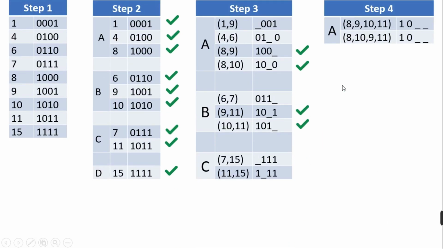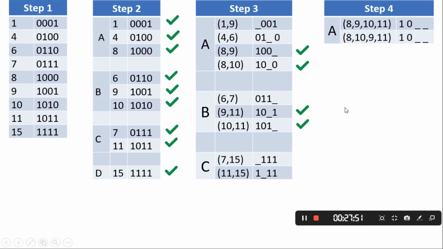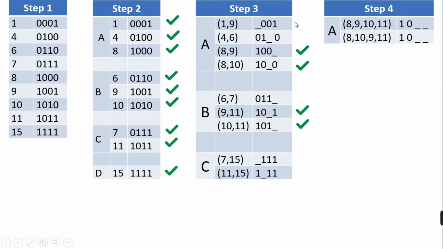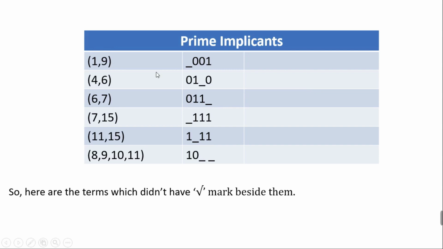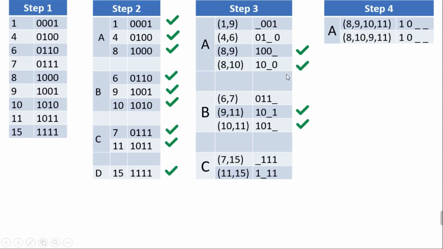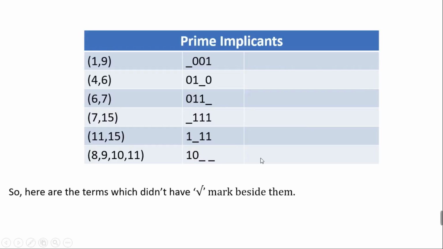So this is how the math looks currently. If we only consider the terms where there are no tick marks beside them, then we'll get something like this. These are the terms which didn't have any tick marks beside them. You can go back and check for yourself. So 1, 9, 4, 6 and 6, 7 and 7, 15 and so on, 11, 15 and 8, 9, 10, 11 and 8, 10, 9, 11. These were the terms which didn't have any tick marks beside them. That's why we have taken those terms into consideration and named them prime implicants.